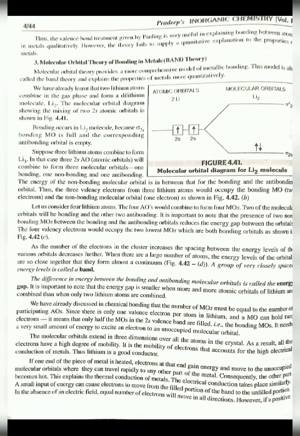We have already discussed in chemical bonding that the number of MOs must be equal to the number of participating AOs. Since there is only one valence electron per atom in lithium and a MO can hold two electrons, it means that only half of the MOs in the 2s valence band are filled. That is the bonding MOs. It needs a very small amount of energy to excite an electron to an unoccupied molecular orbital.